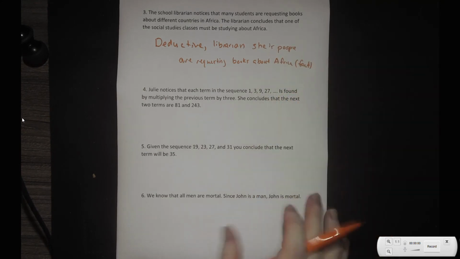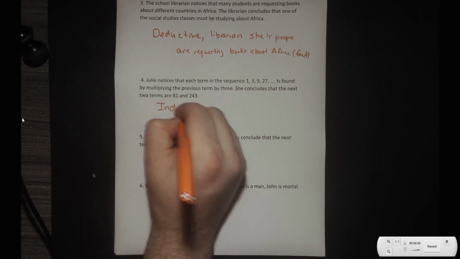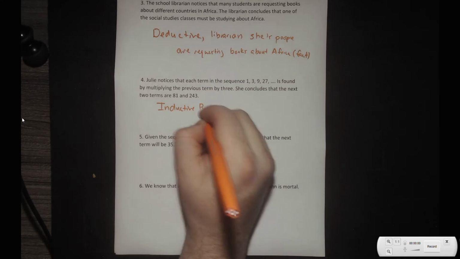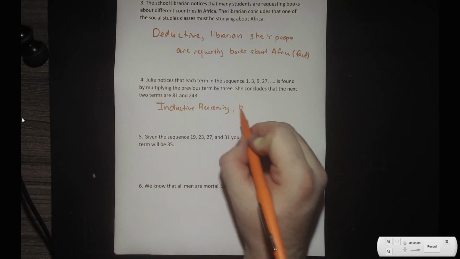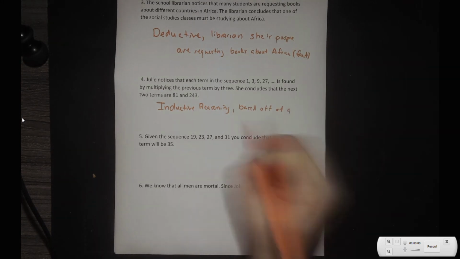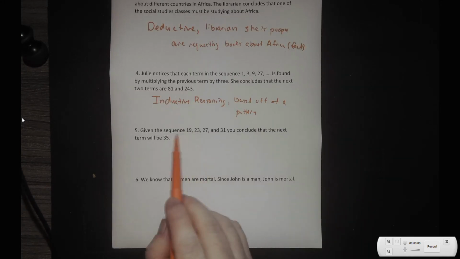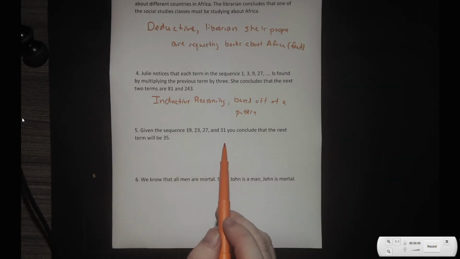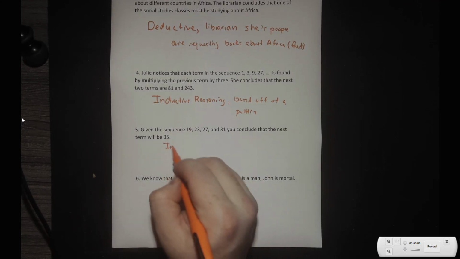We got a fact. Julie notices that each term in the sequence 1, 3, 9, 27. I don't even really have to finish this one. This is inductive. You can see that it is based off of a pattern. Again, another pattern. Given the sequence 19, 23, 27, and 31, you conclude the next term will be 35. Again, this is inductive.